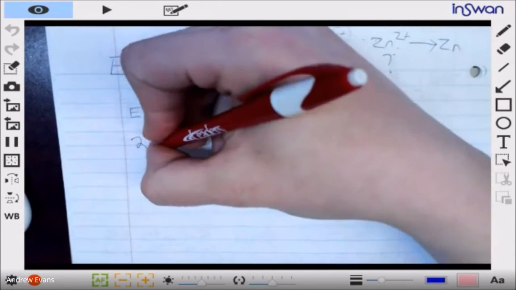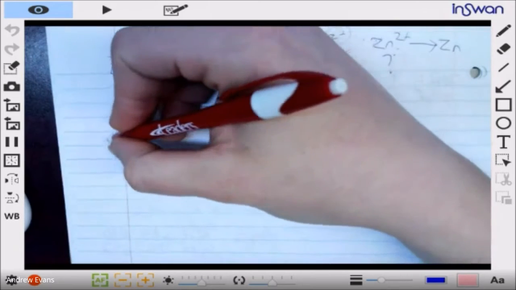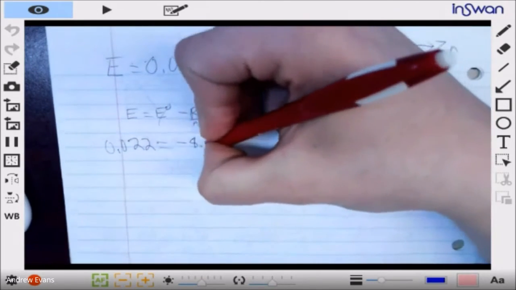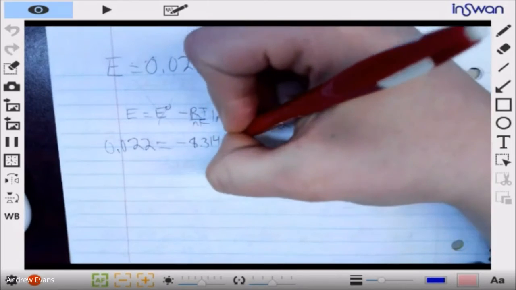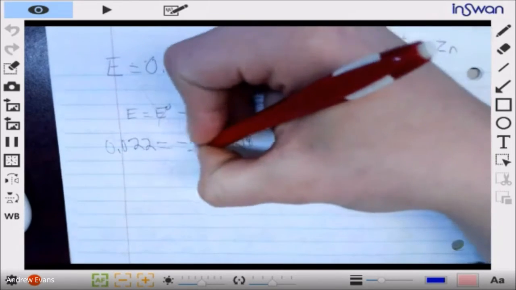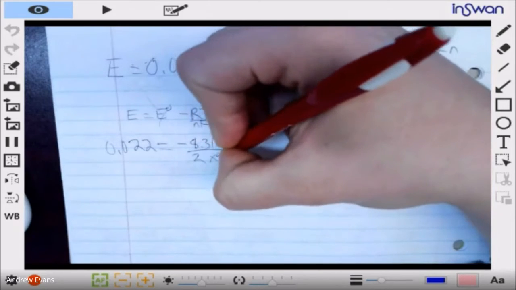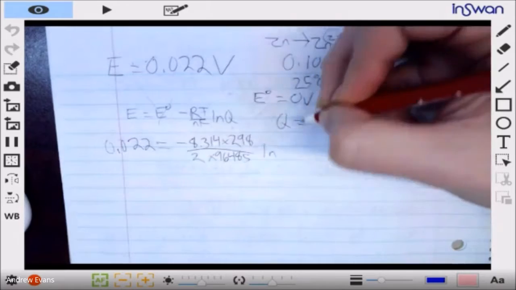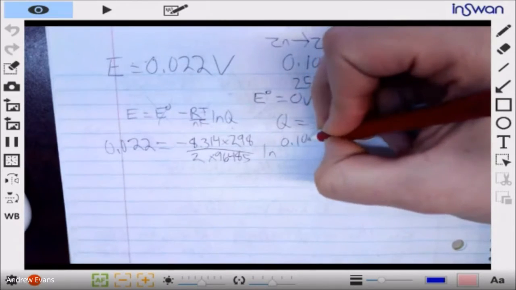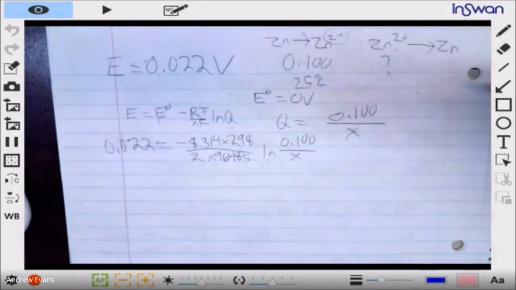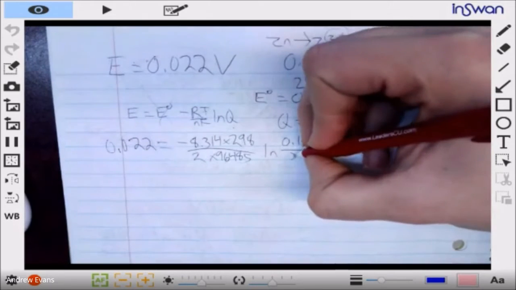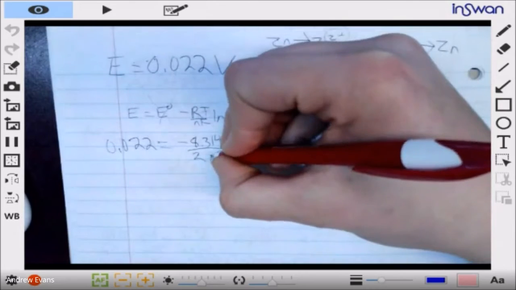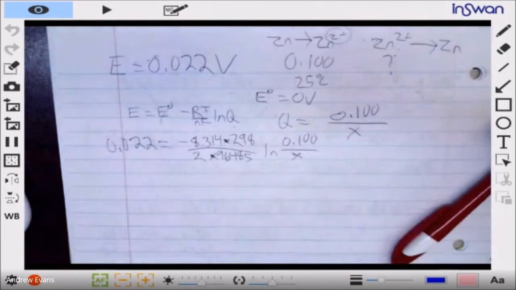So with this being 0.022, that's equal to negative 8.314 times 298 over 2 times 96485 ln 0.1 over X. I'm trying to make sure these are multiplications and that's actually a variable.